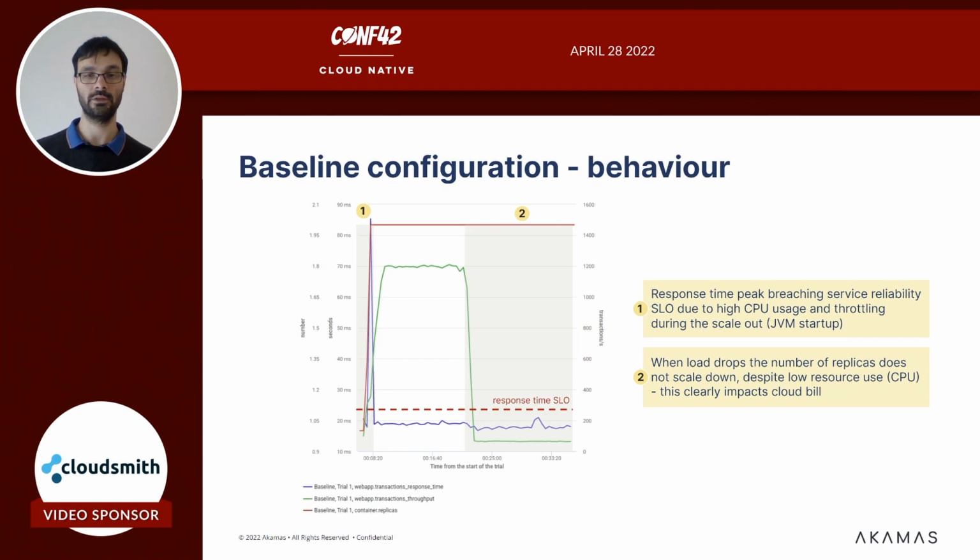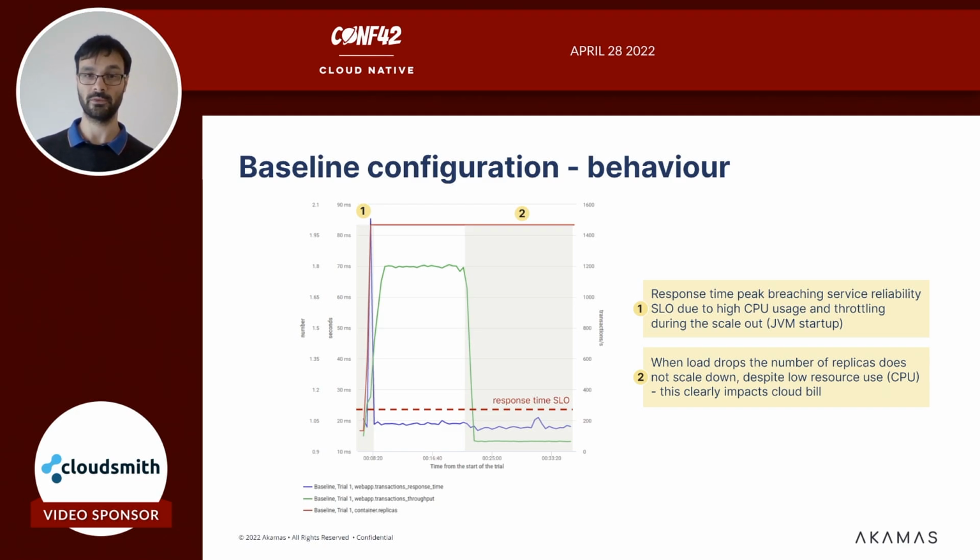Okay, we've covered how the application is configured. Let's now look at the behavior of the application when subject to the load test we've shown before, with the baseline configuration. In this chart, you can see the application throughput, response time, and the number of replicas that were created by the autoscalers. Two facts are important to notice. When the load increases, the autoscaler triggers a scale-out event, which creates a new replica. This event causes a big spike in response time, which impacts service reliability and performance. This is due to the high CPU usage and throttling during the JVM startup.